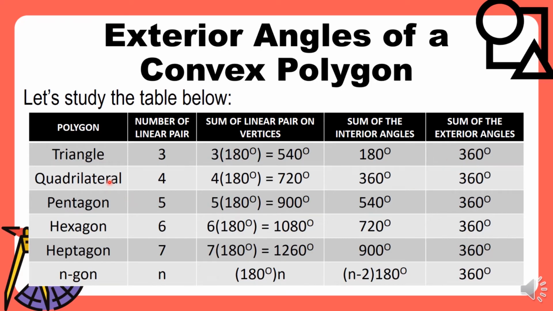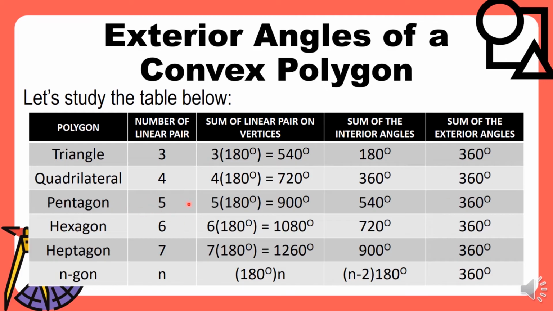Kaya 540 degrees minus 180 degrees is equal to 360 degrees. Pumunta naman tayo sa quadrilateral. Ang quadrilateral ay may apat na linear pairs. Kaya 4 times 180 degrees is equal to 720 degrees. Tandaan na ang quadrilateral ay may sum of interior angles na 360 degrees. Kaya upang makuha natin ang sum of exterior angles nito, i-minus natin sa 720 degrees ang 360 degrees. 720 minus 360 is equal to 360 degrees.